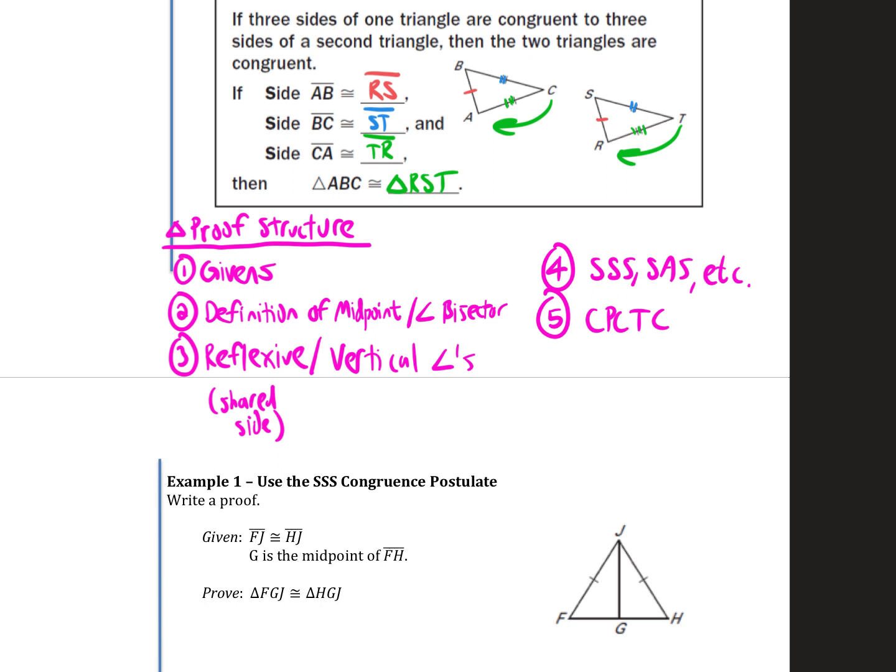We're not going to cover that until 4.6, but basically what it means is if you can prove the triangles are congruent using side, side, side or something, then you can also prove that all the corresponding parts of those triangles are also congruent. Okay? All right, let's do a proof.